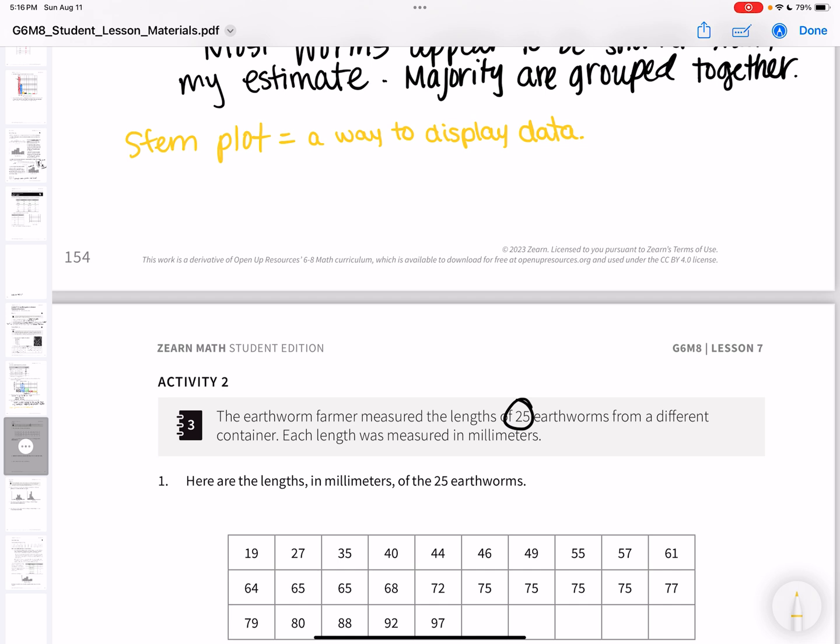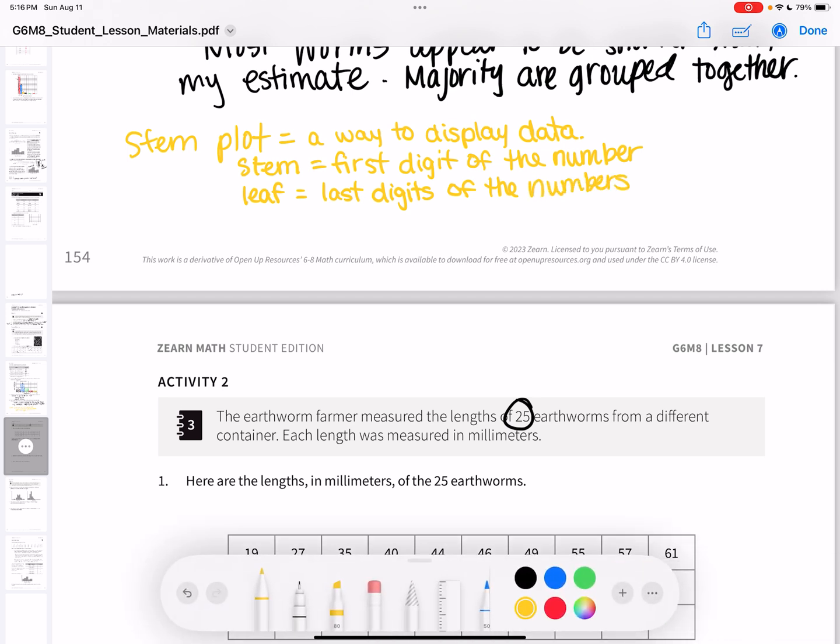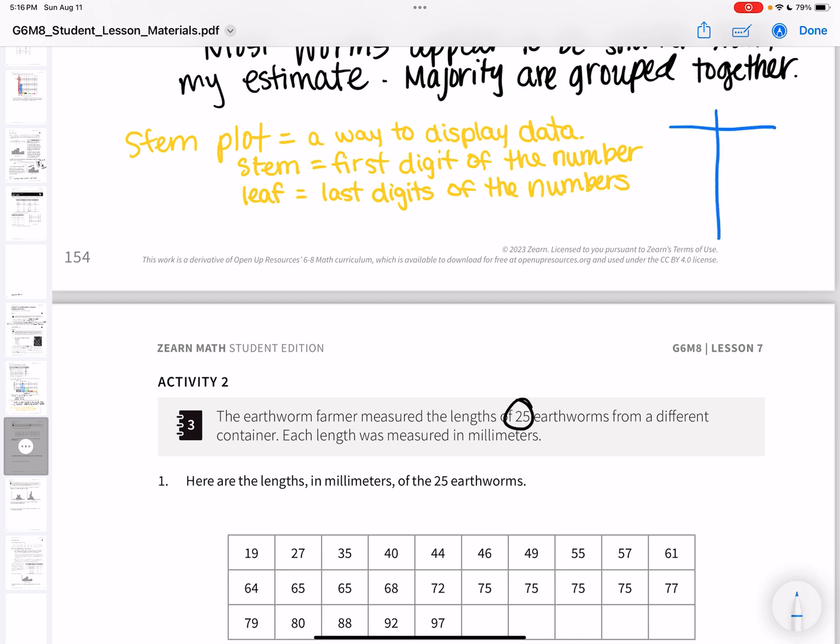So it's going to make more sense when I show it to you, but you have a stem, which is the first digit of the number. And then you have a leaf, which are the remaining digits of the number, the last digits. Okay, so for example, this is a stem and leaf plot. It looks like a table. We have the stem and we have the leaf. So if I have data of 23, 26, 29, 31, 33, 34, 38, my stem and leaf is going to look like this.